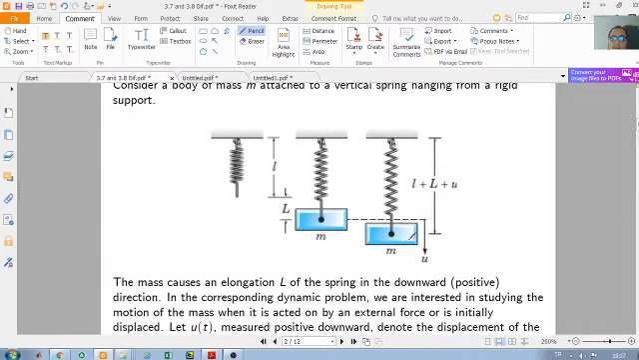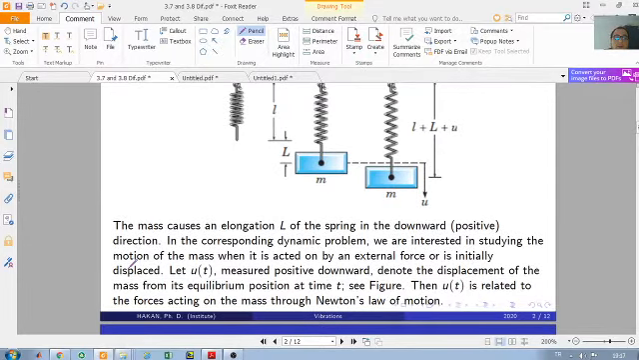And also when we apply an external force downward, the length will be bigger than the previous situation. So therefore we say the mass causes an elongation L of the spring in the downward direction, and this direction is accepted as the positive direction. In the corresponding dynamic problem, we are interested in studying the motion of the mass when it is acted on by an external force or is initially displaced.